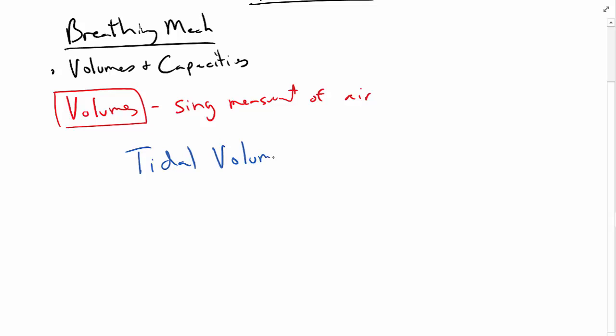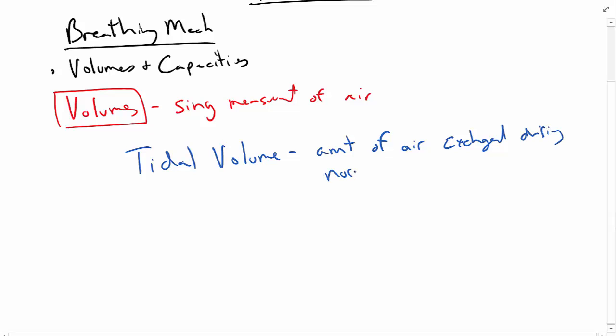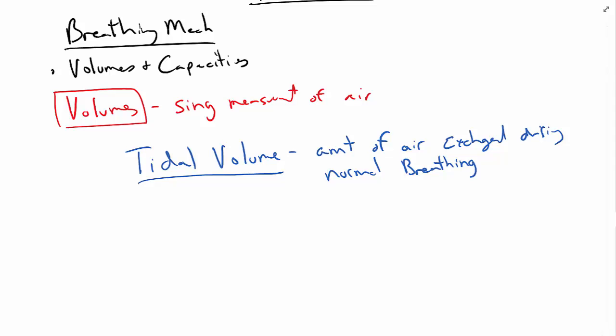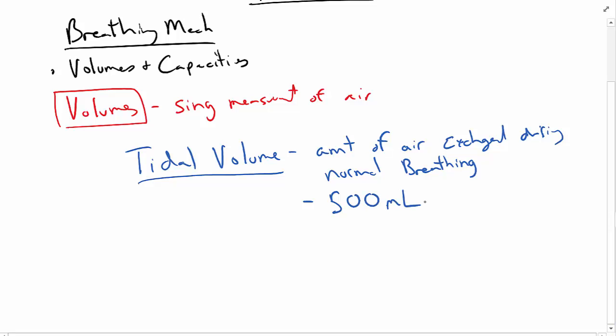And tidal volume is the amount of air exchanged during normal breathing. Okay, so what you're exchanging right now, that is tidal volume. You're not doing a maximal inhale, you're not doing a maximal exhale, you're breathing tidal volume. And tidal volume for a normal individual is about 500 mils.